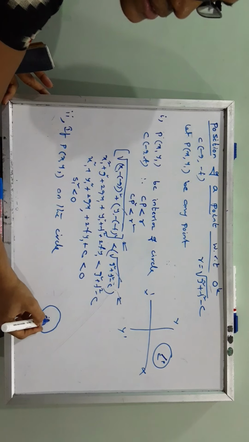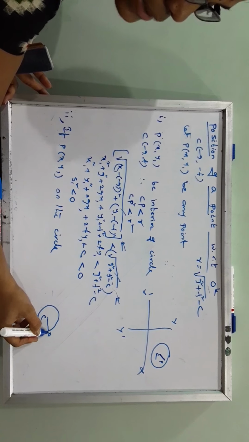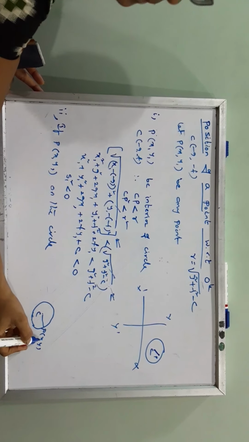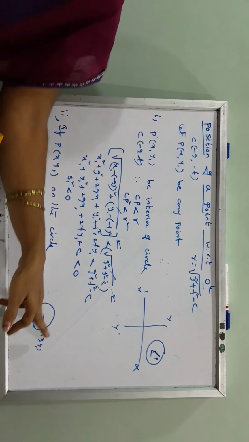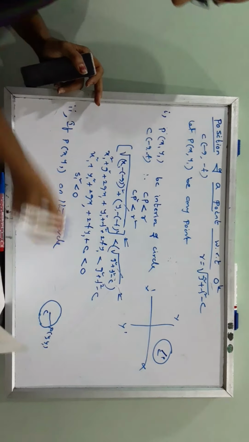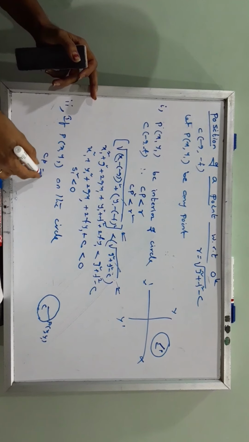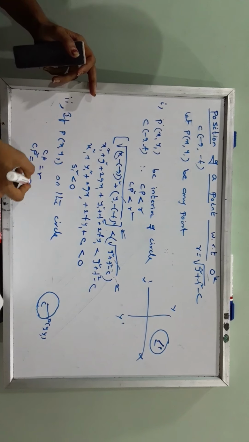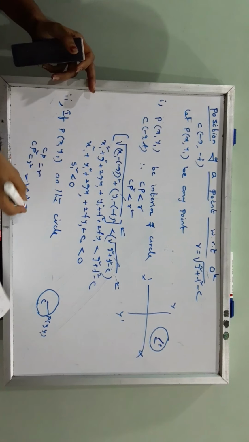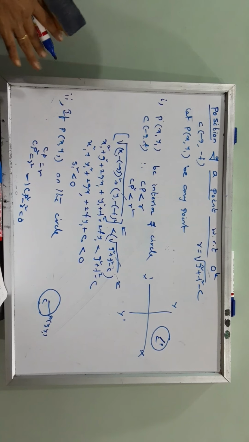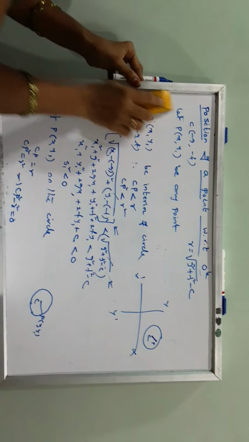that means the center is C, and P is any point on the circle. Then the distance CP is nothing but the radius. Distance CP is equal to radius. Squaring on both sides, CP square is equal to R square, which implies CP square minus R square is equal to 0.